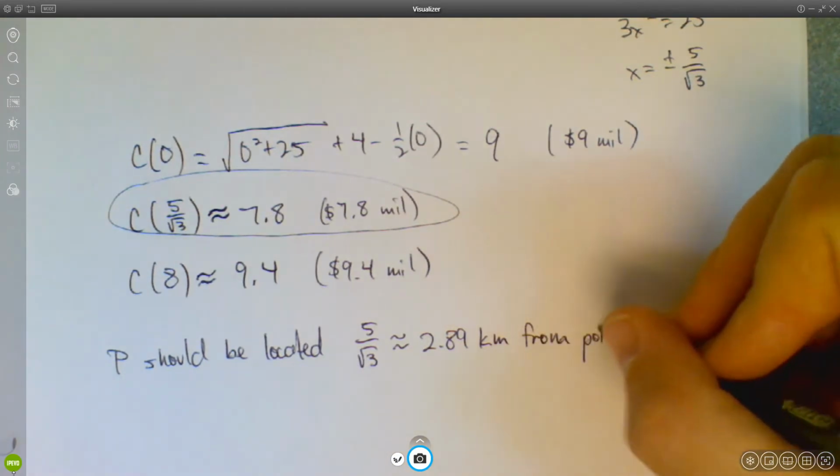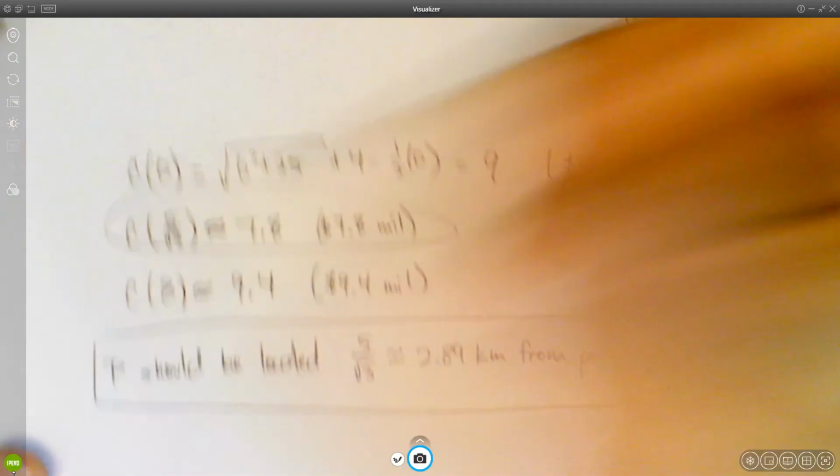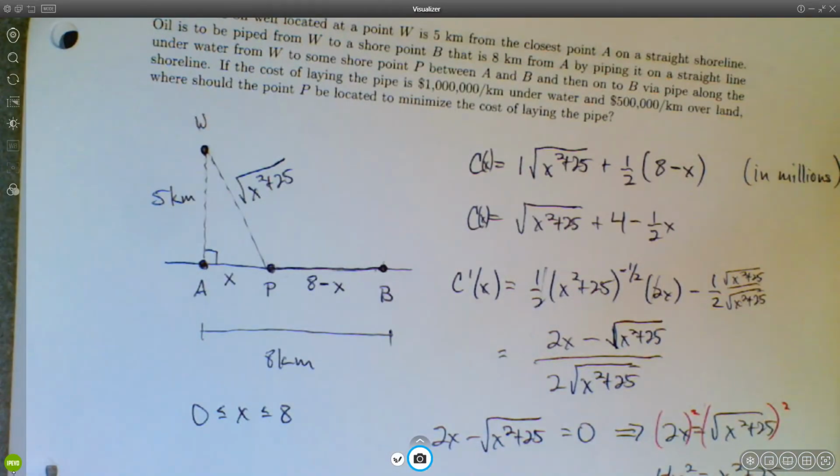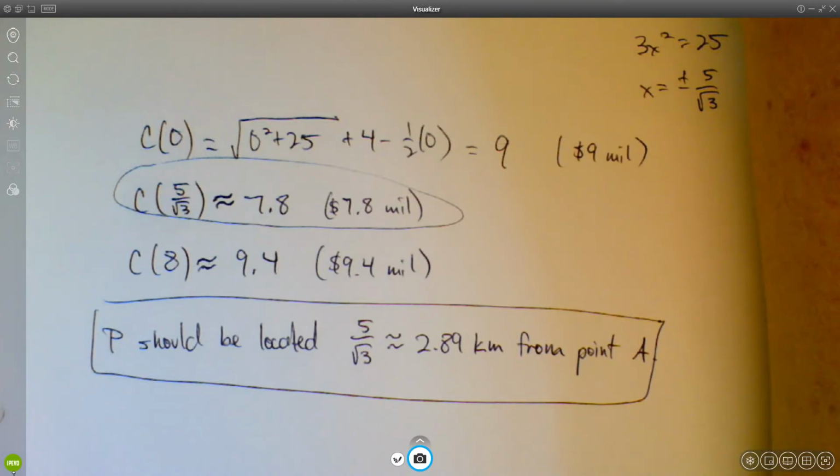From point A. Okay, so that's very interesting, I think. That's very interesting. Okay, I like it. Okay, so that was example 3.